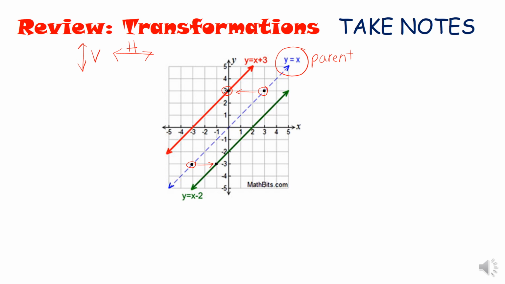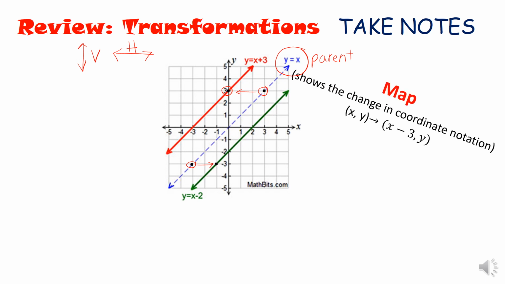Another thing you need to know how to do for translations and all transformations is to map them. So the map always starts with this. This tells you that we had a starting point and we're changing it. That's how you're mapping it. This part over here is telling how you change the coordinate notation. For example, this is saying take every x and subtract 3.